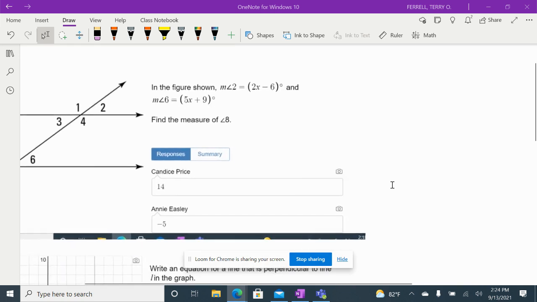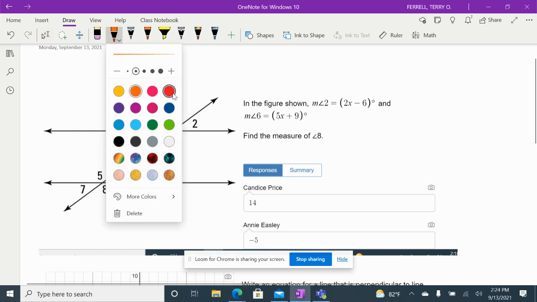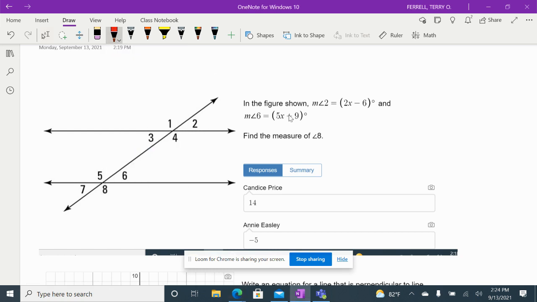All right, this is 5 or 9. I think it's 5. So here, let's see. It says in the figure shown, measure of angle 2 and the measure of angle 6. Notice those are corresponding angles. That's this angle and this angle. Those measurements are the same. They gave me information, so you're going to set them equal to each other. So I'm going to say 2x minus 6 equals 5x plus 9. And I'm just going to solve for x.